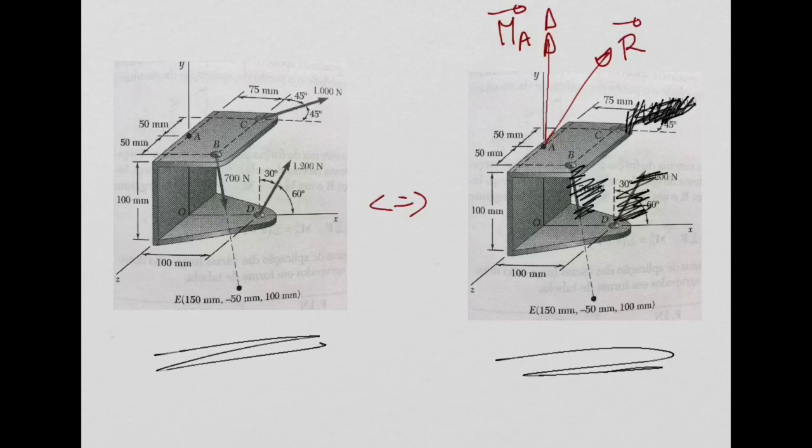And then of course we are going to work with this equivalent system, force and moment, because then after this we are going to say resultant equal to zero to be in equilibrium, and the moment at point A equal to zero to be in equilibrium, and then we solve the system of equations for the unknowns, all right? Okay? Any questions regarding this example?